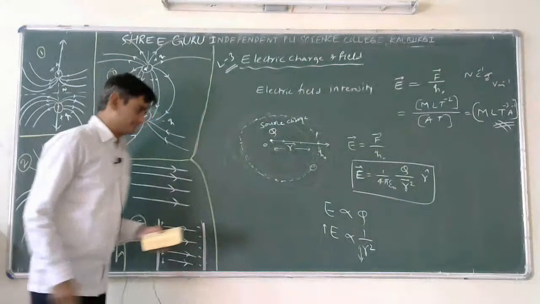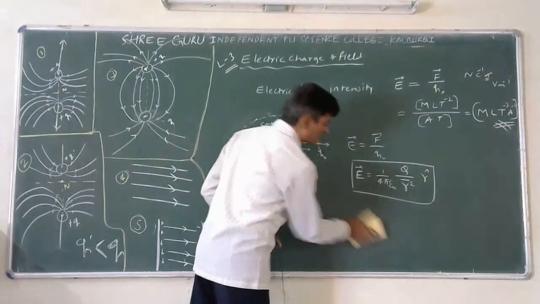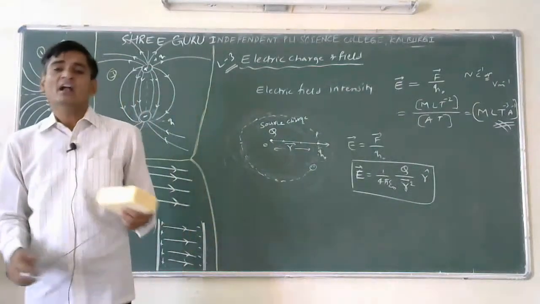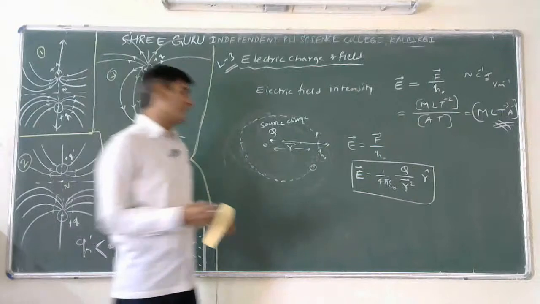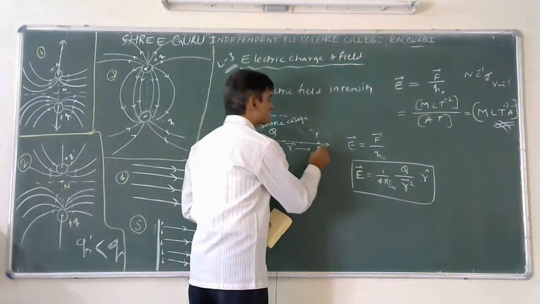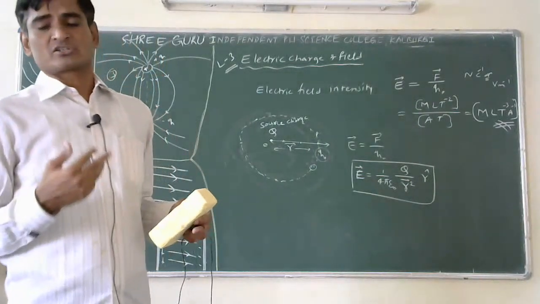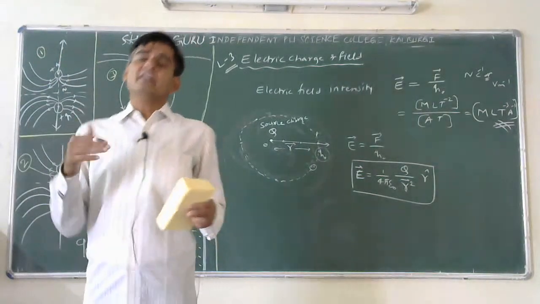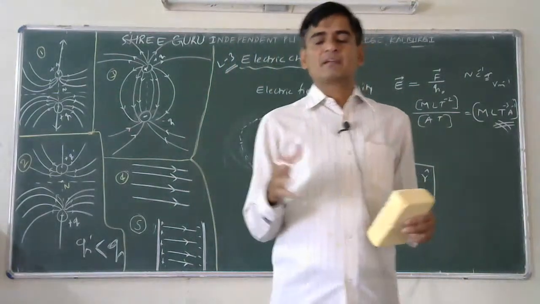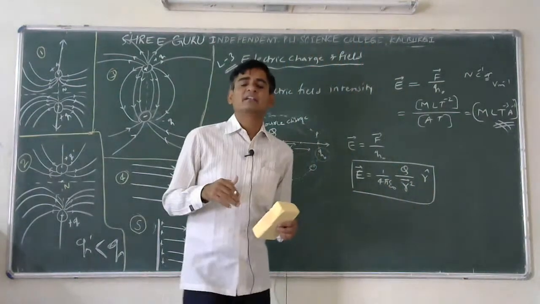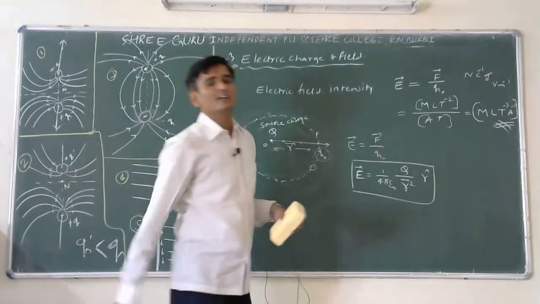Understood? Okay. Now, this electric field intensity is a vector quantity. That means it has a direction. And the direction of the electric field intensity is the same as the direction in which the test charge will experience the force. Remember that. The direction of the electric field intensity is the same as the direction of the force experienced by the test charge.